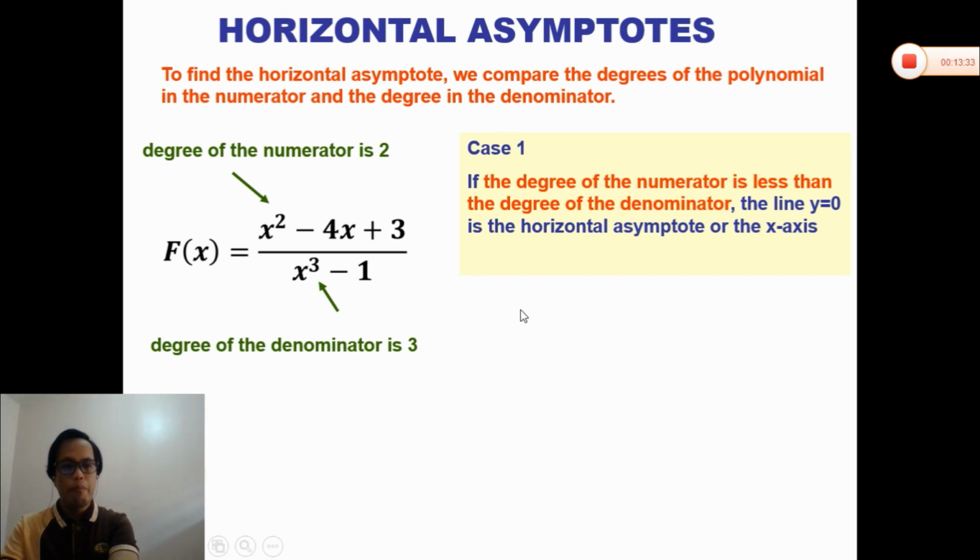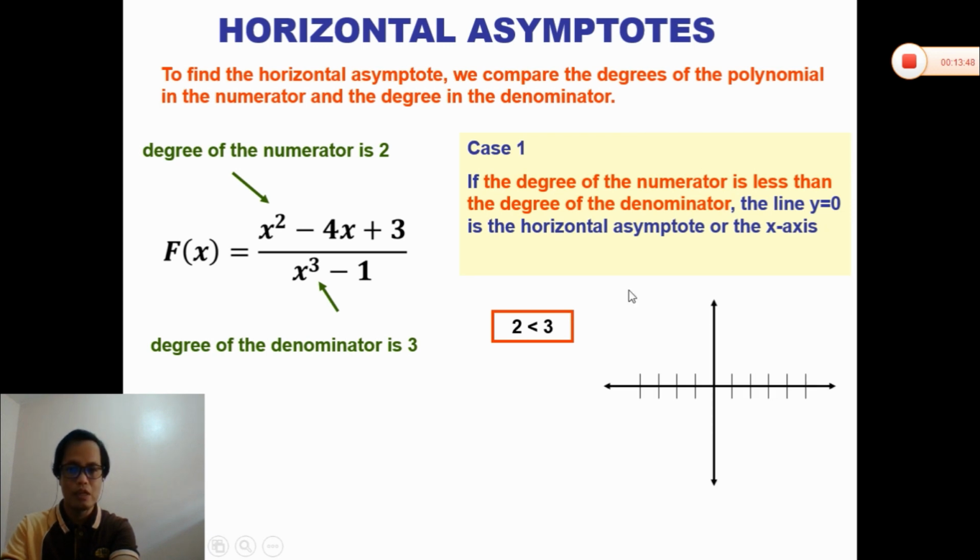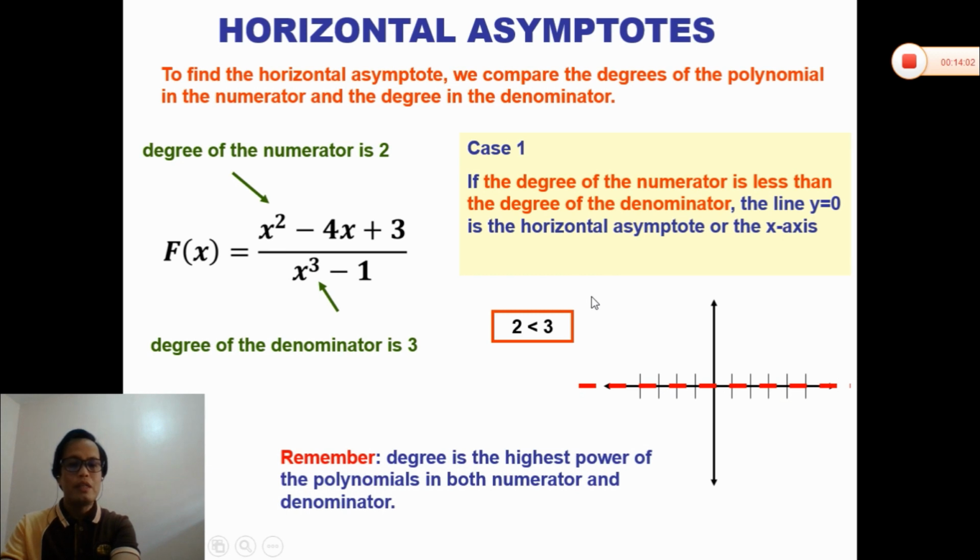So if we compare the degree in the numerator and denominator, 2 is less than 3. That satisfies the first case. So meaning, the line y equals 0 is the horizontal asymptote, the x-axis. If this is our Cartesian plane, our horizontal asymptote is this red broken line. Again, remember that the degree is the highest power of the polynomials in both the numerator and denominator.